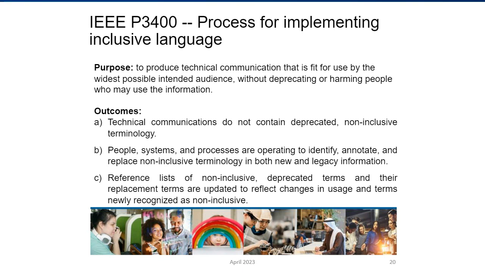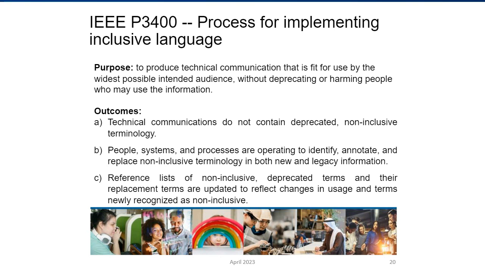Any standard that has the processes in it, there's also a standard for how you describe processes, which is ISO IEC IEEE 24774. I was a co-editor for that one. And it says that for a process, you have to explain the purpose and the outcomes of the process. So the purpose is to produce technical communication fit for use by the widest possible intended audience without deprecating or harming people who may use the information.